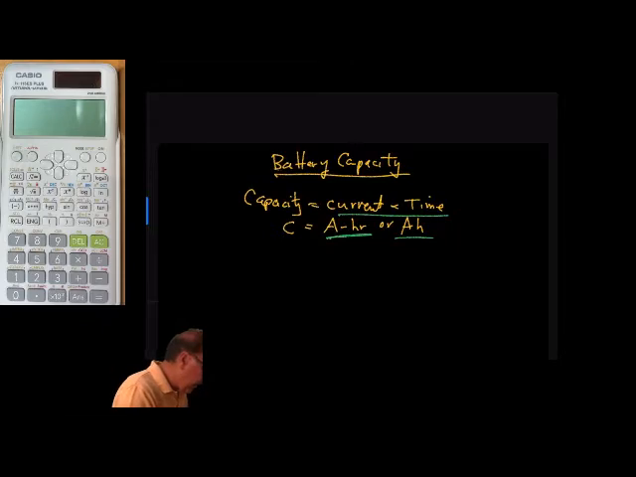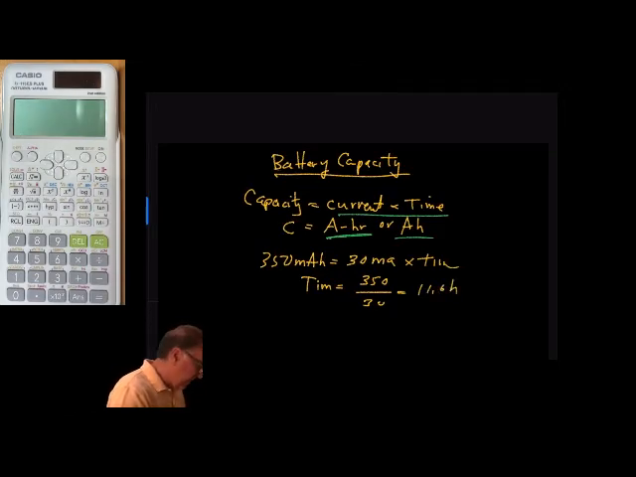So if we say the capacity is, in this case, we're going to have a battery with a 350 milliampere hour battery, and we want to run it at 30. Well, let's do that. So we want to drain it at a rate of 30 milliamps times time. So time equals 350, and we're solving for time, over 30, and that would be 11.6 hours. So this battery at 350 milliamp hours could power a 30 milliamp LED for 11.6 hours.